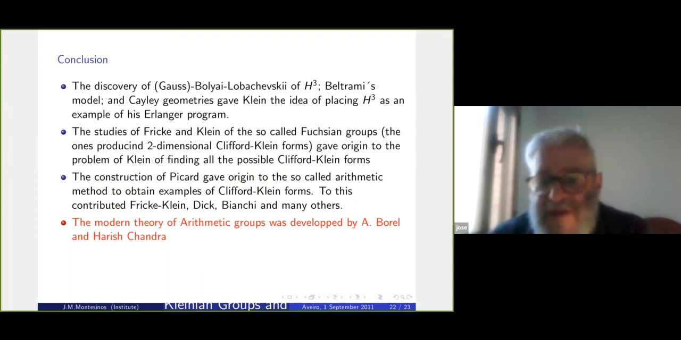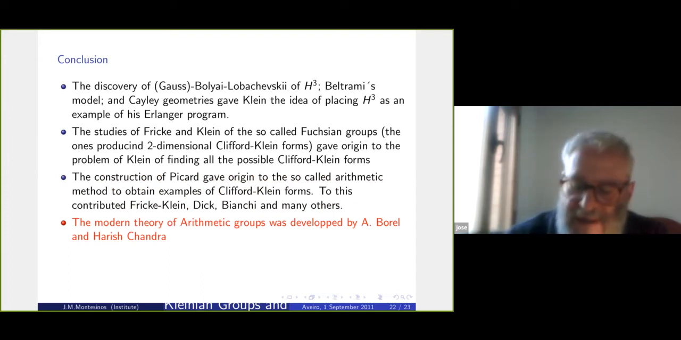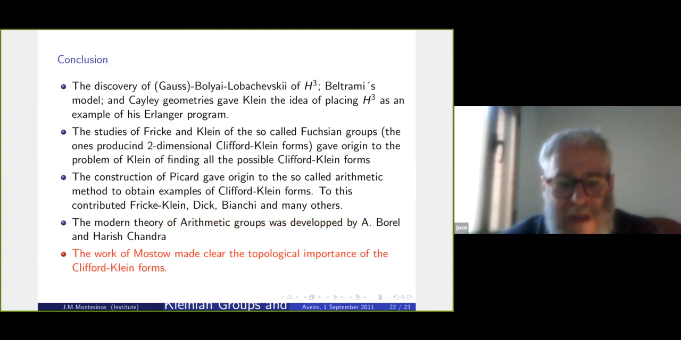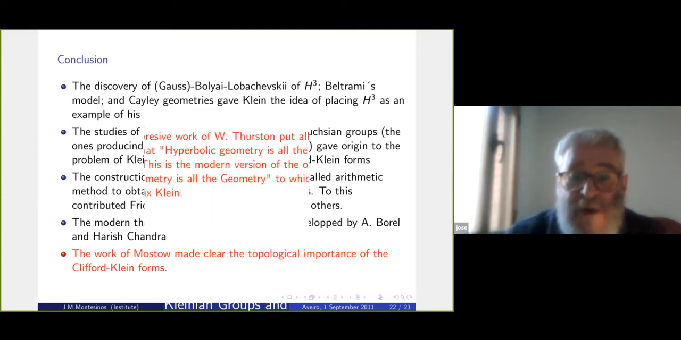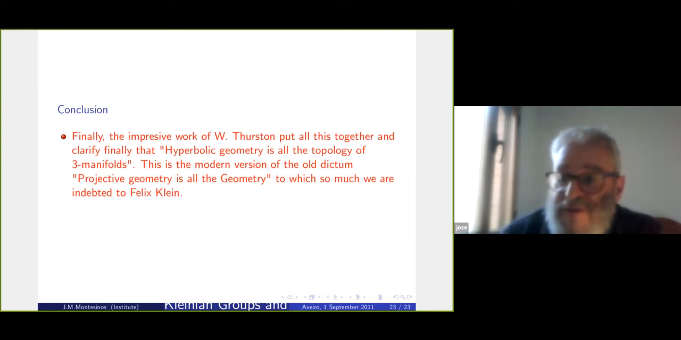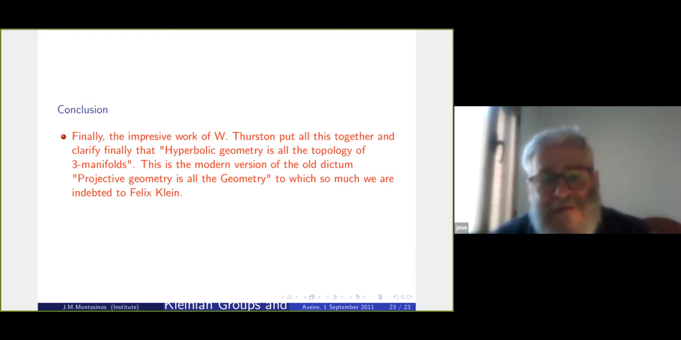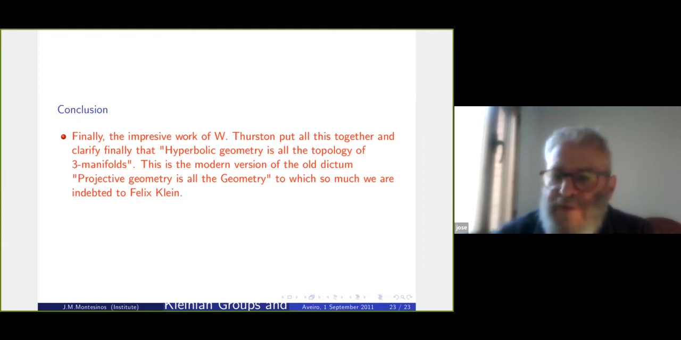The modern theory of arithmetic groups was developed by Borel and Harish-Chandra. And the work of Mostow made clear the topological importance of the Clifford-Klein forms. And definitely the one that understood all this was Thurston. The impressive work of William Thurston put all this together and clarified finally that hyperbolic geometry is all the topology of three manifolds. This is the modern version of the old dictum: projective geometry is all of the geometry, to which so much we are indebted to Felix Klein.